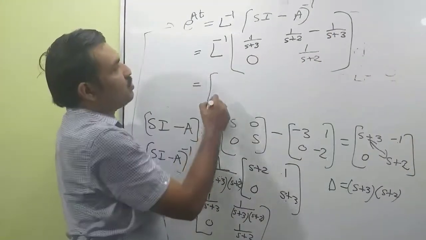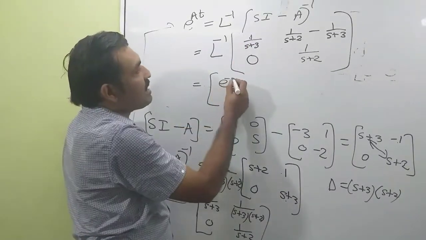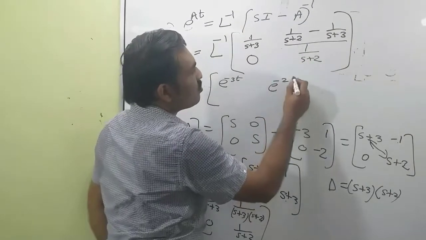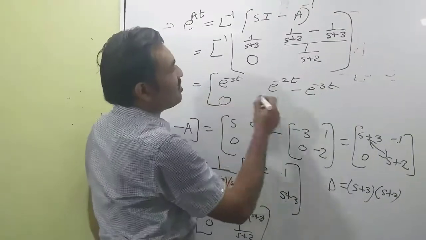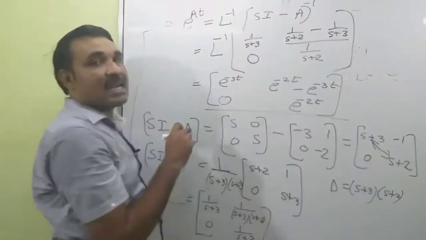This is equal to the inverse Laplace transform of 1 by (s plus 3), that is e raised to minus 3t. The second element becomes e raised to minus 2t minus e raised to minus 3t, then 0, e raised to minus 2t. So this is the state transition matrix.